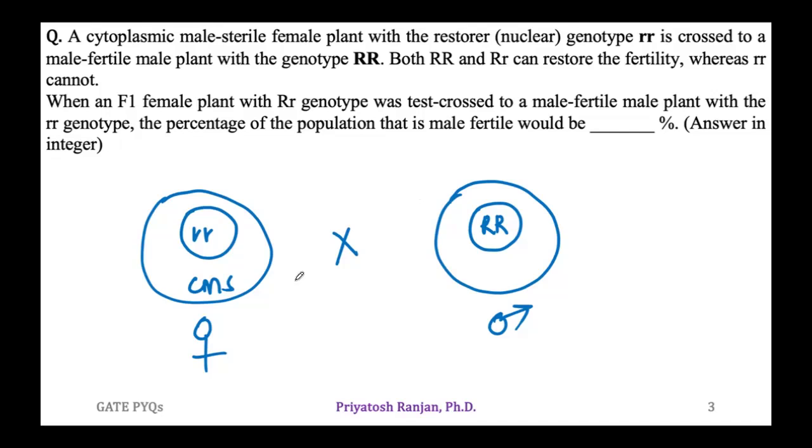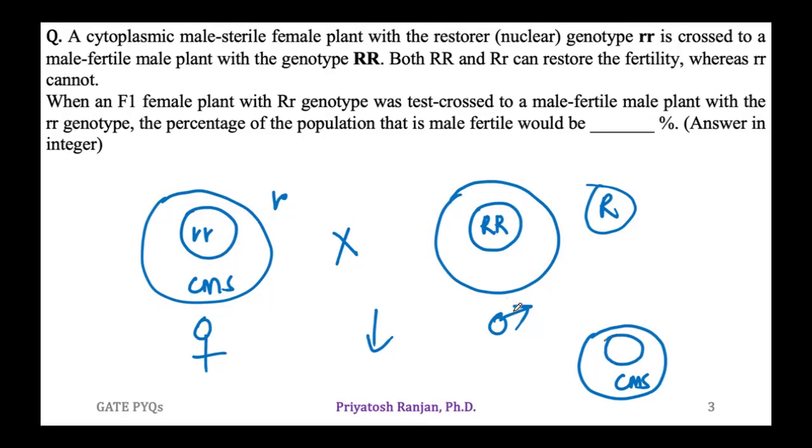So when you make this cross, the progeny is going to carry, remember, first we'll consider the nuclear gene. This parent will only give capital R, and this parent will give small r. And we all know the cytoplasm comes from the female parent. So the cytoplasm in this case is going to be the CMS, but the nuclear gene is going to be capital R, small r, and this progeny is going to be fertile. The reason, we all know, is that the presence of the capital R is sufficient to restore the fertility. Now, what is the next part?